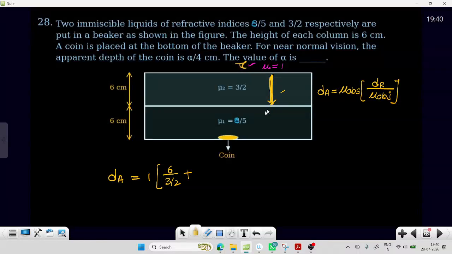Next, now the coin is here. Now we need to move from here to here again. How much is the distance? 6 centimeters. And the refractive index of this medium? 8/5, sir. Yeah, so that is 8 by 5. Simplify it.